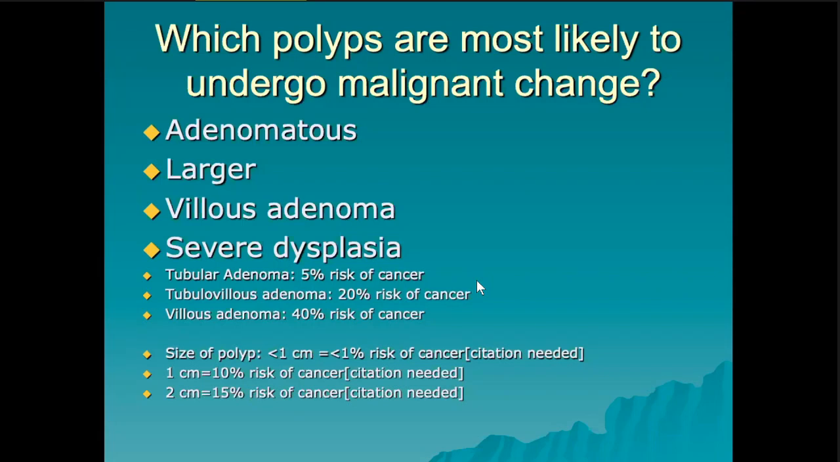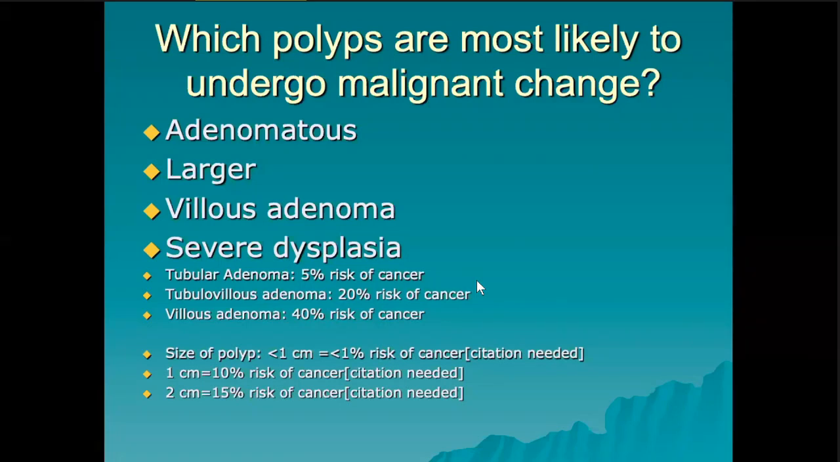Now, when it comes to the size of the polyp, if it's less than about 1 centimeter, then the risk is less than about 1%. If it is 1 to 2 centimeters, then the risk is about 10%. And if it's more than 2 centimeters, the risk is about 15%. You don't have to remember any of these figures. Please don't, you'll never be asked these figures because they vary from publication to publication. All we are saying is the bigger the polyp, the greater the risk.